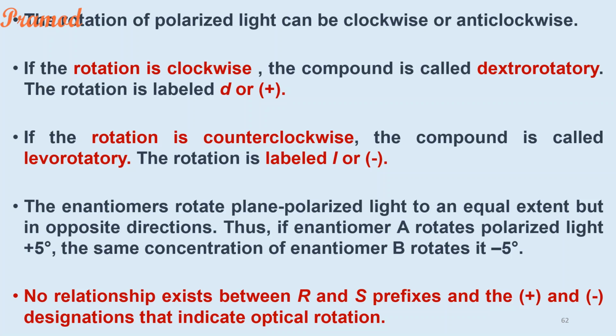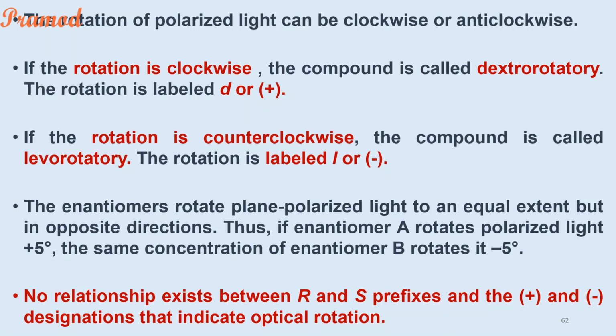If the rotation of plane polarized light by the compound is in a clockwise direction, then the compound is said to be dextrorotatory. So if it rotates clockwise, towards the right, the compound is said to be dextrorotatory, and it is labeled by small d or a plus sign in brackets.